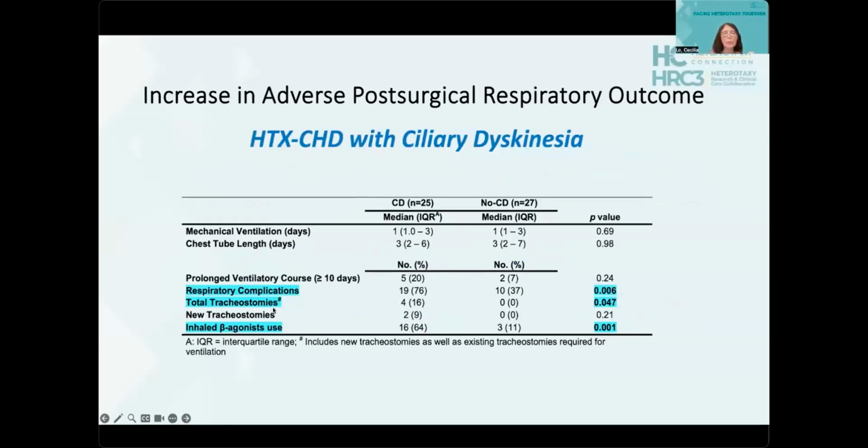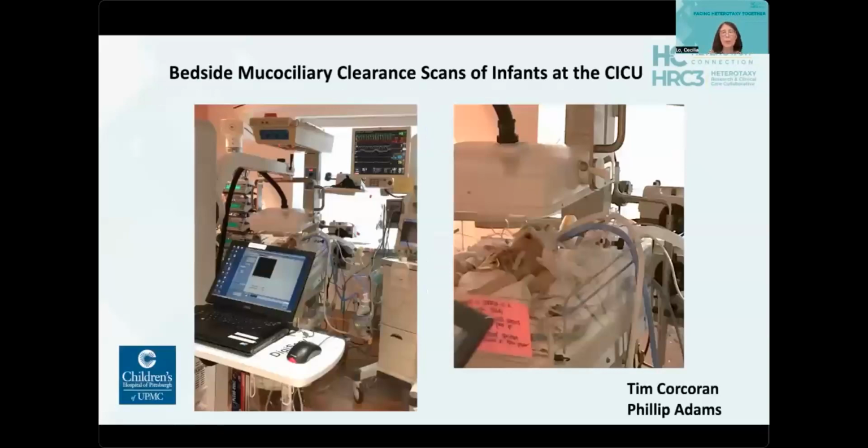They also show increased total tracheostomy, as well as increased use of inhaled beta agonists, which indicates that in fact they do indeed have respiratory problems, and that the use of a bronchodilator is needed. And so indeed, ciliary dyskinesia in heterotaxy CHD patients is associated with an increase in adverse post-surgical respiratory outcome. So of course, one thing that we don't know is whether this increase in adverse respiratory outcome is really related to the role of cilia in mediating mucociliary clearance. And in order to address that question, we really have to measure mucociliary clearance in these patients.